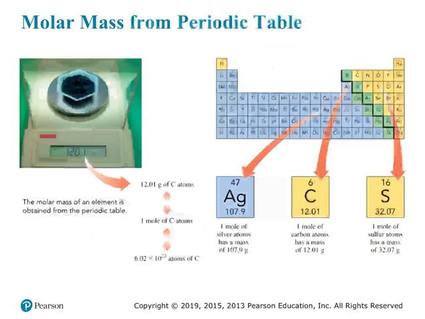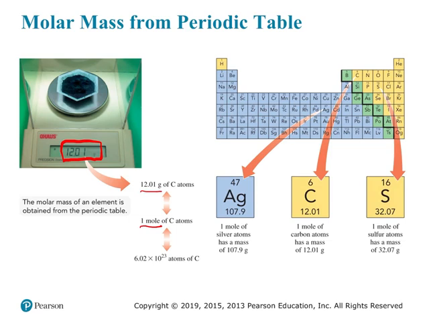And if we're looking at carbon specifically, let's say we measure out exactly 12.01 grams of carbon. Now, that is equal to 1 mole of carbon. And in 1 mole, we also know that we have 6.02 times 10 to the 23rd atoms. So all of these different variables are related to each other: moles, mass, and atoms.